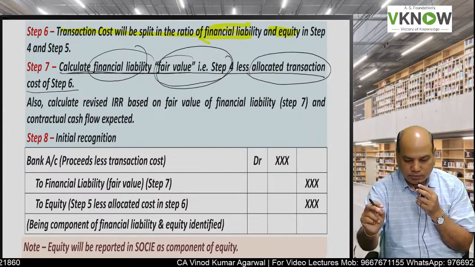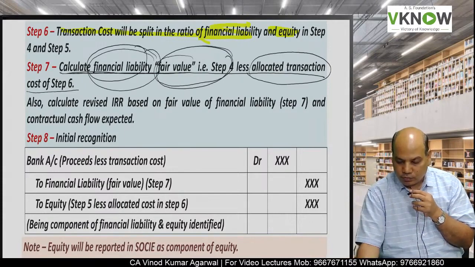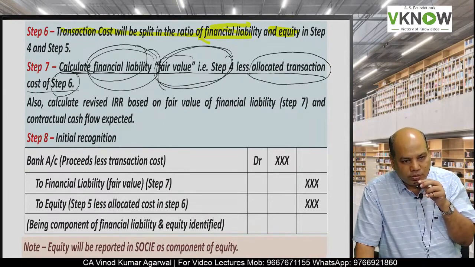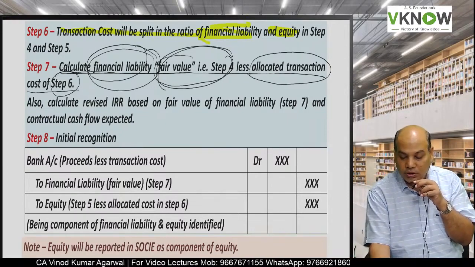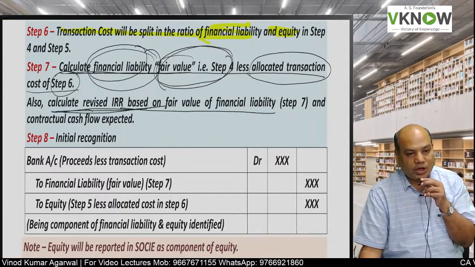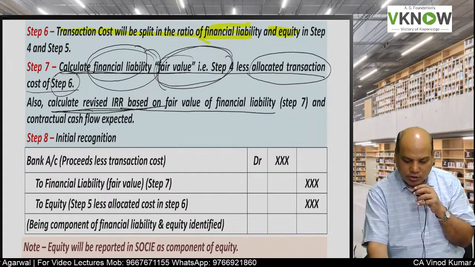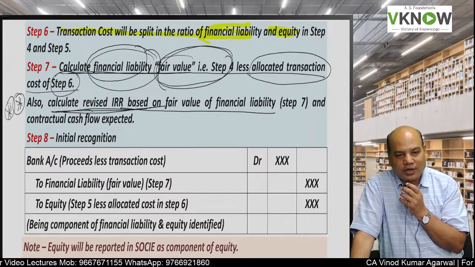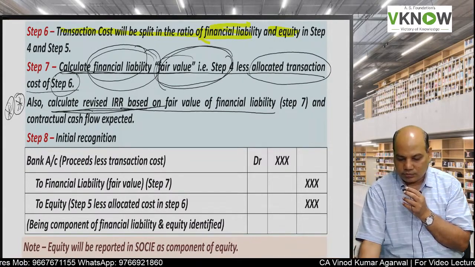Now there will be a problem. What is the problem? The financial liability you have computed in step 4, that figure will change, because you have deducted transaction cost. So what you will have to do? In such a case, you will have to recalculate IRR. You have to recalculate IRR based on the revised value of financial liability. So this is very, very important. Many times the students forget to recalculate IRR in case of a compound instrument where you have transaction cost.